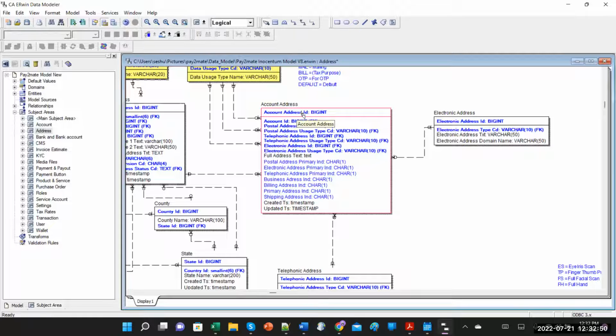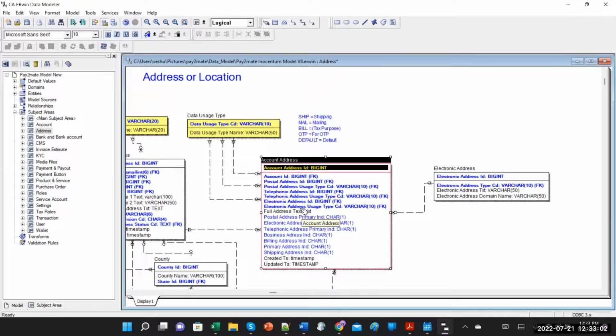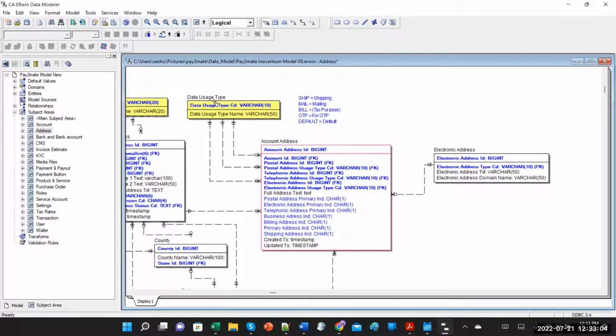So at any given point in time, the account address IDs could be multiple. That means one account can have more than one address. So this account ID could be common and there could be multiple addresses. And how that address is used is the data usage type. Used for shipping, used for mailing, used for OTP. So the same address we can identify as three different types.